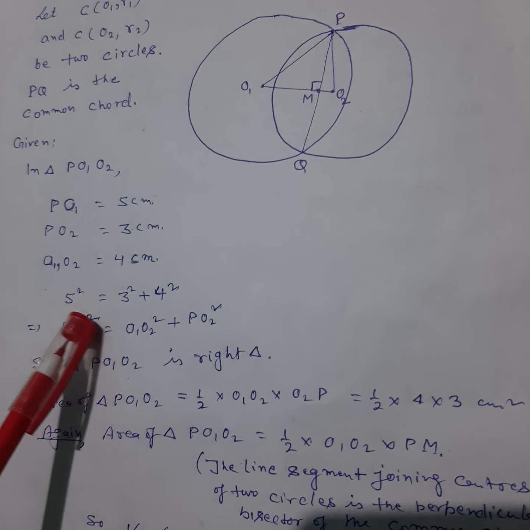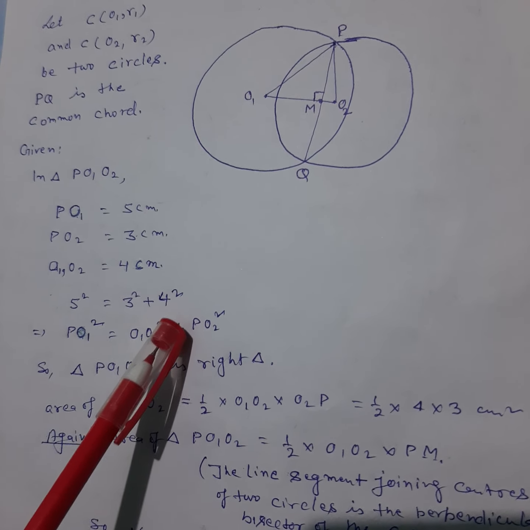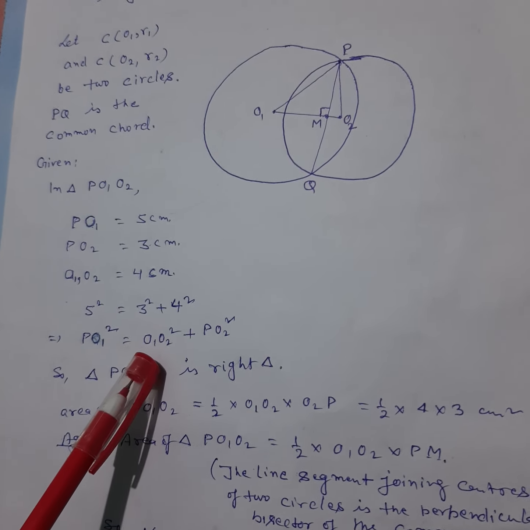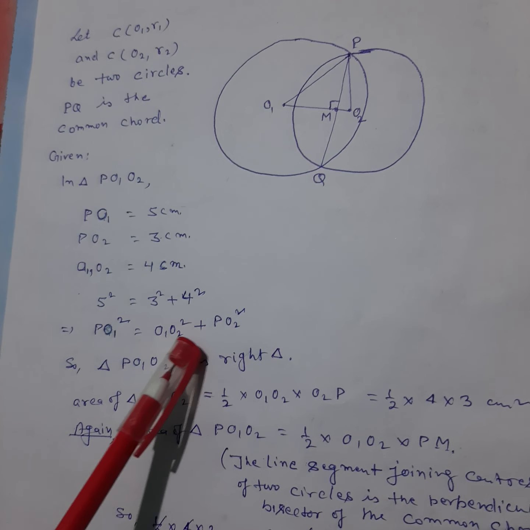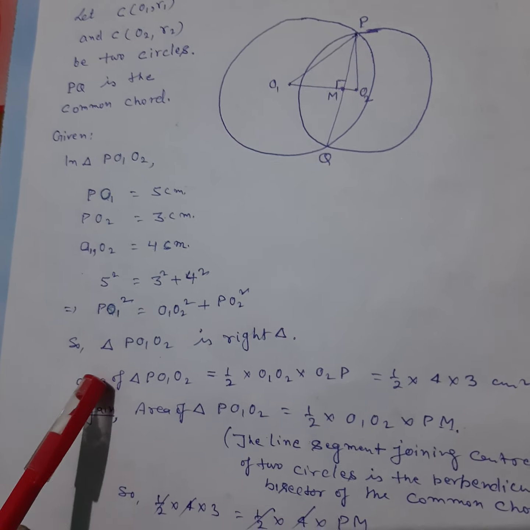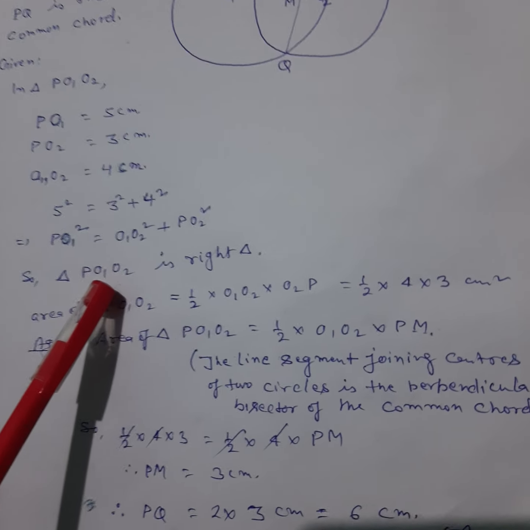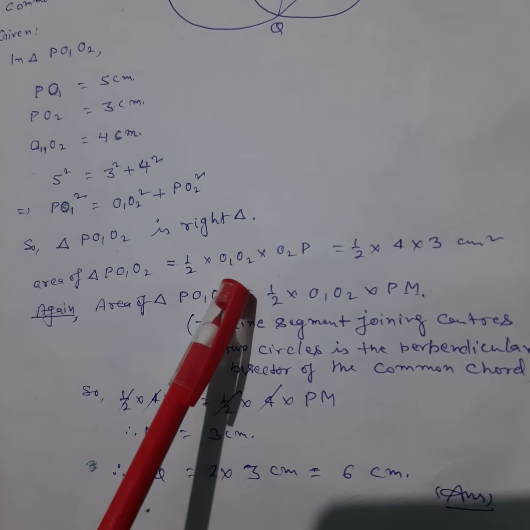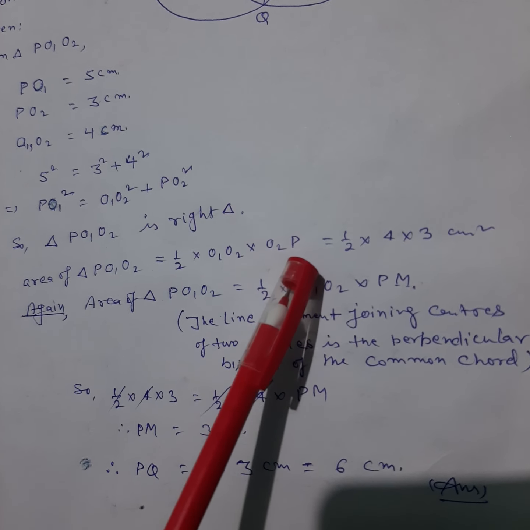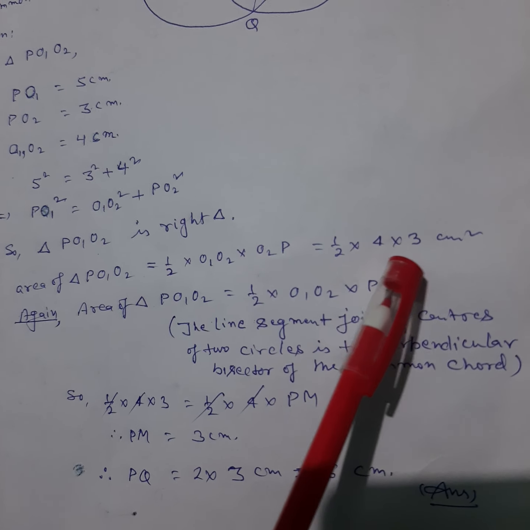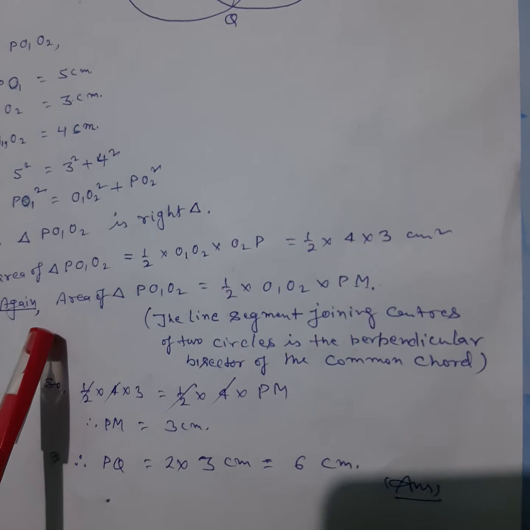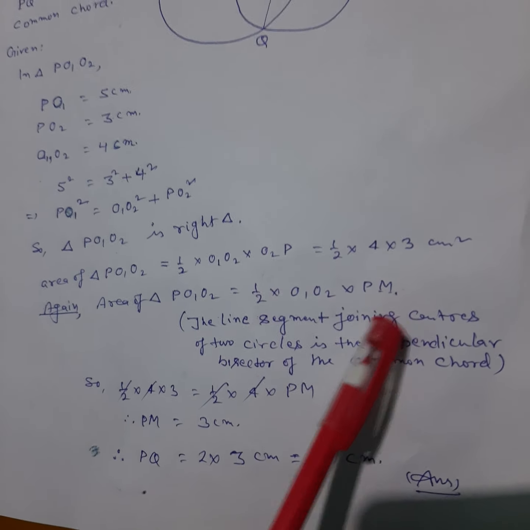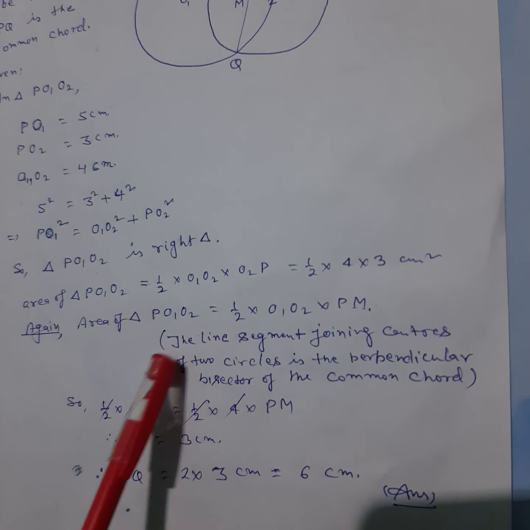Now we observe 5 square equals 3 square plus 4 square, that is PO1 square equals O1O2 whole square plus PO2 square. This shows that PO1O2 is a right angled triangle. Therefore area of PO1O2 is 1 by 2 into O1O2 into O2P, that is 1 by 2 into 4 into 3 centimeter square. Again we can write area of triangle PO1O2 as 1 by 2 base into height, that is O1O2 into PM.